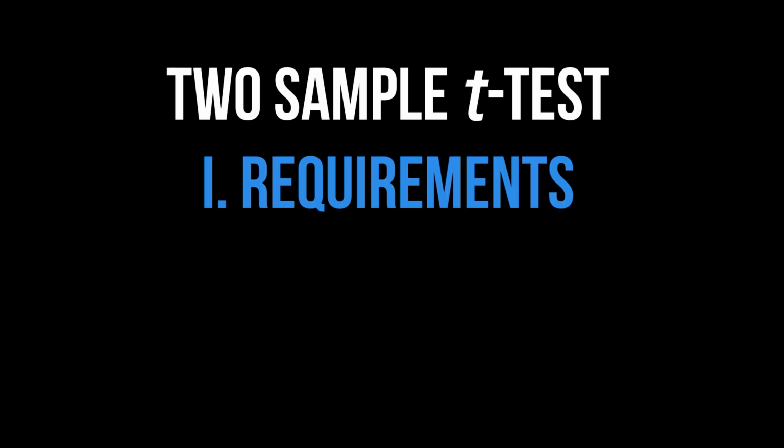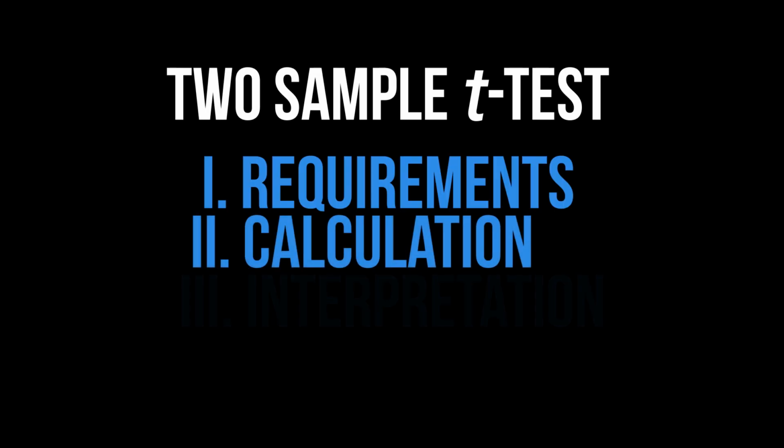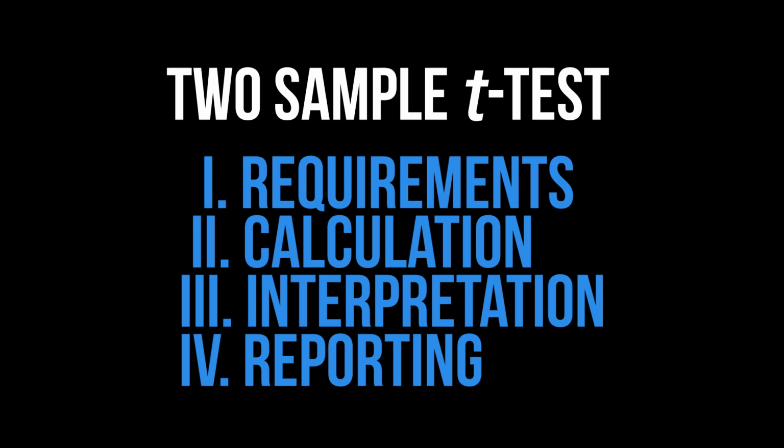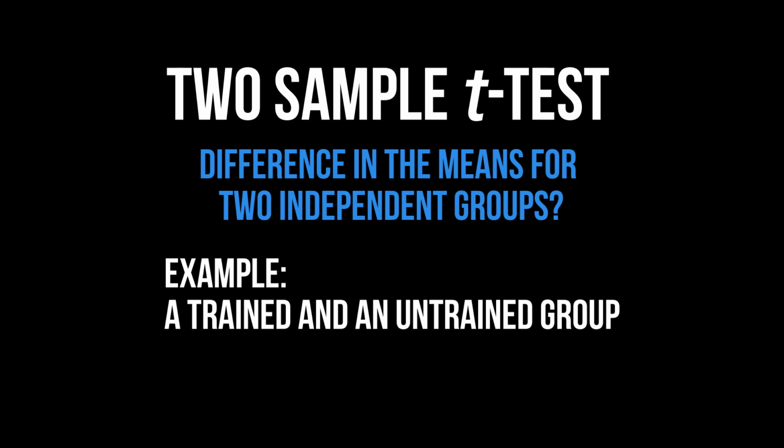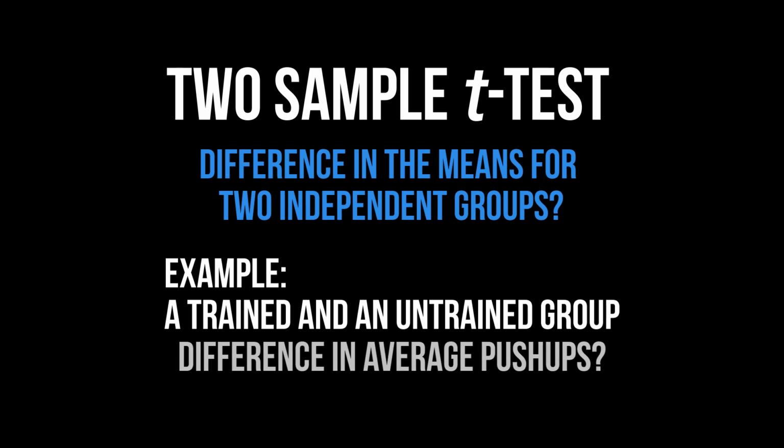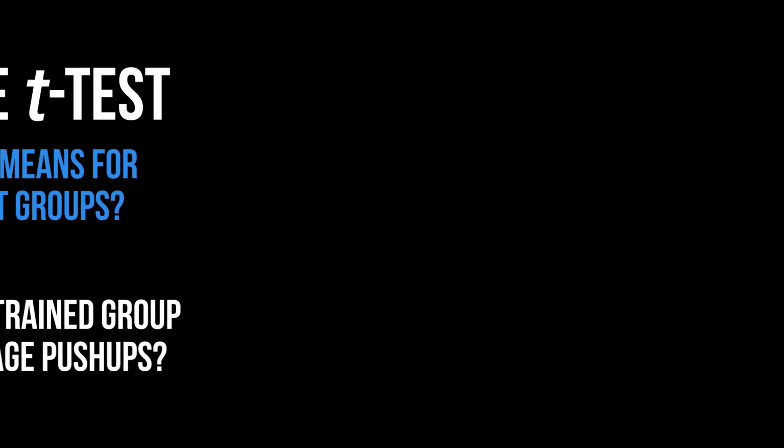This video shows the requirements, the calculation and interpretation, as well as the reporting of the results for the two-sample t-test in R. The purpose is testing the means of two groups for differences. For example, I have a trained and an untrained group of people and I want to test for a difference in the average number of push-ups between those two groups.